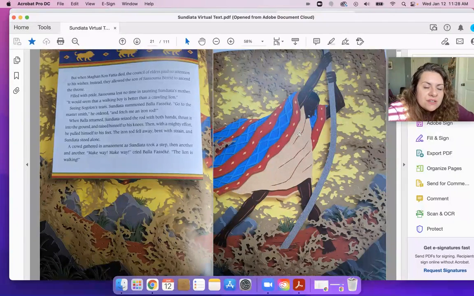Seeing Sogolon's tears, Sunjata summoned Bala Faseke. "Go to the master smith," he ordered, "and fetch me an iron rod." When Bala returned, Sunjata seized the rod with both hands, thrust it into the ground, and raised himself to his knees. Then, with a mighty effort, he pulled himself to his feet. The iron rod fell away, bent with strain, and Sunjata stood alone. A crowd gathered in amazement as Sunjata took a step, then another and another. "Make way," cried Bala Fasiki. "The lion is walking."